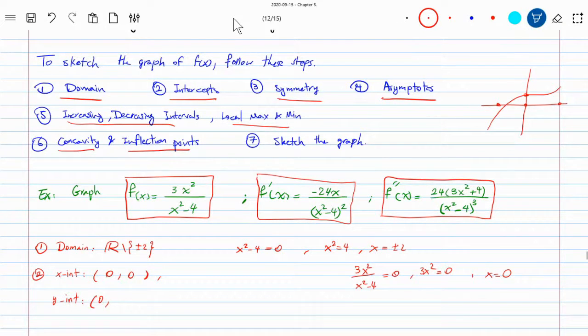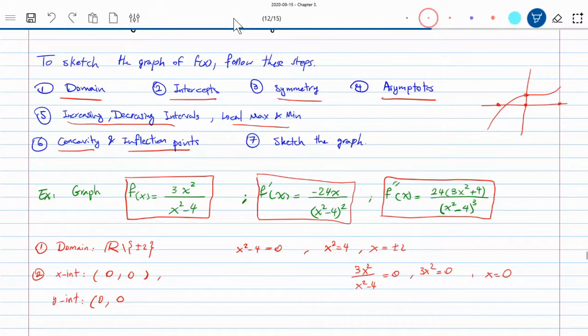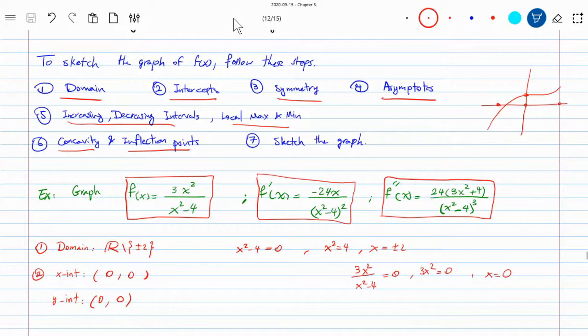Replace 0 into the function f. F of 0 is simply 3 times 0 squared divided by 0 squared minus 4, which becomes 0 again. So you have the x and y intercept, which are basically the same thing. In this case, it's the origin. So that means the function only crosses at the origin. It doesn't cross anywhere else.